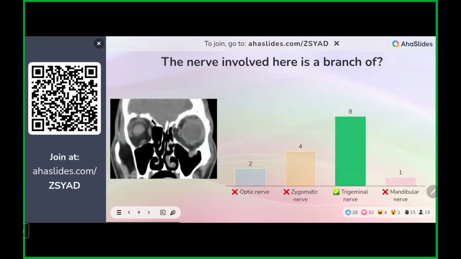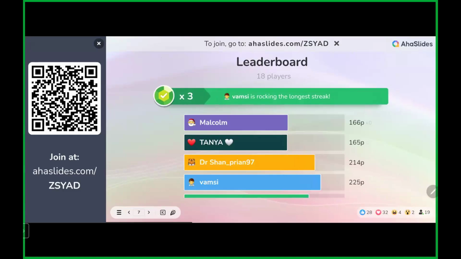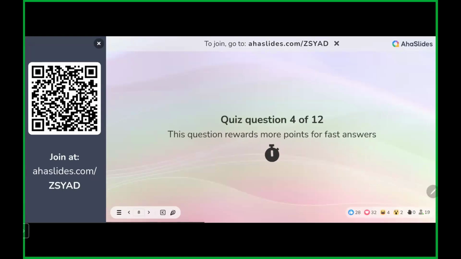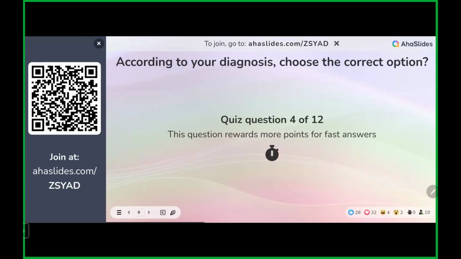Quite good. Oh, we have Vamshi back. Vamshi is a streak person, he's running the streak. Followed by Dr. Shanpriya, Sriraj, and Sanjana. Congratulations, guys. Moving on.